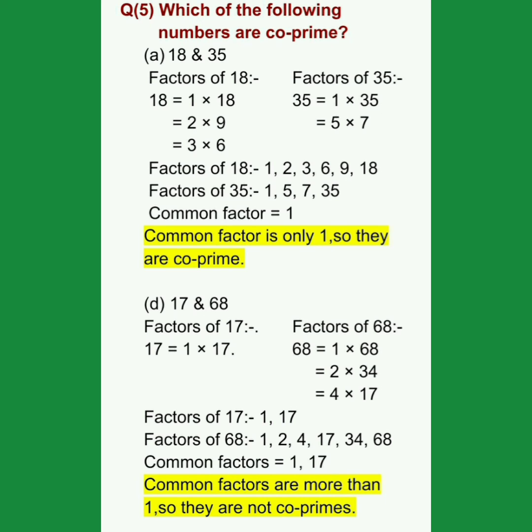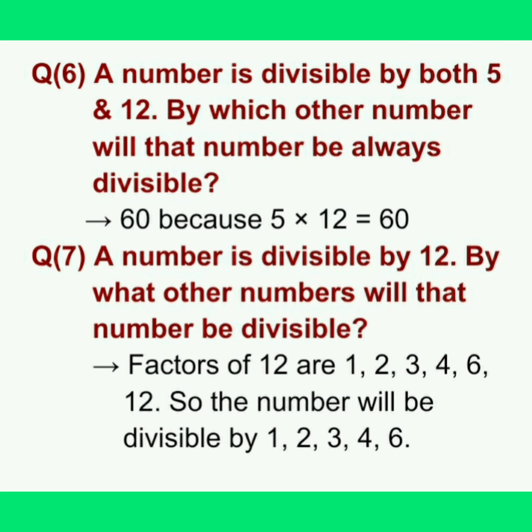Now one more example we'll do. D, 17 and 68. Factors of 17 are 1 and 17. Factors of 68 are 1, 2, 4, 17, 34 and 68. So the common factors are 1 and 17. Common factors are more than 1, so they are not co-primes.